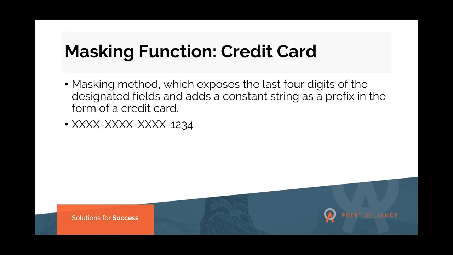The third masking method exposes the last 4 digits of the designated field and adds a constant string as a prefix in the form of a credit card.